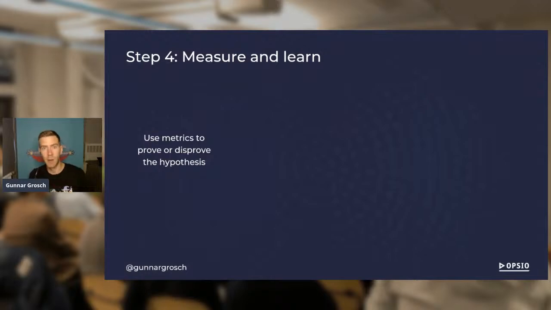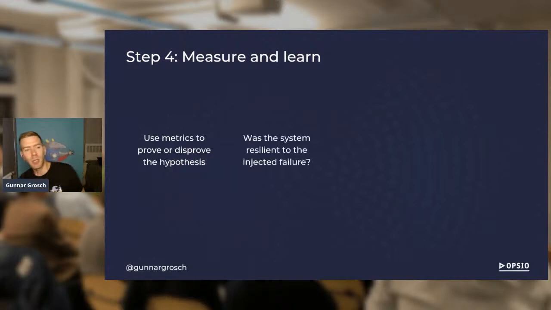We took down the primary database. And we moved over to the fallback database, and users were still able to shop as usual. So the question is, was the system resilient to the injected failure? And that's a quite easy question to answer, because we have these metrics in place, and we're then able to see.